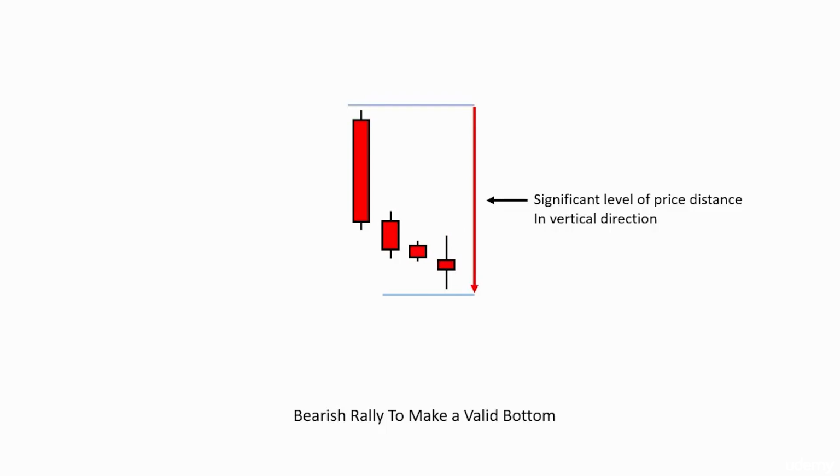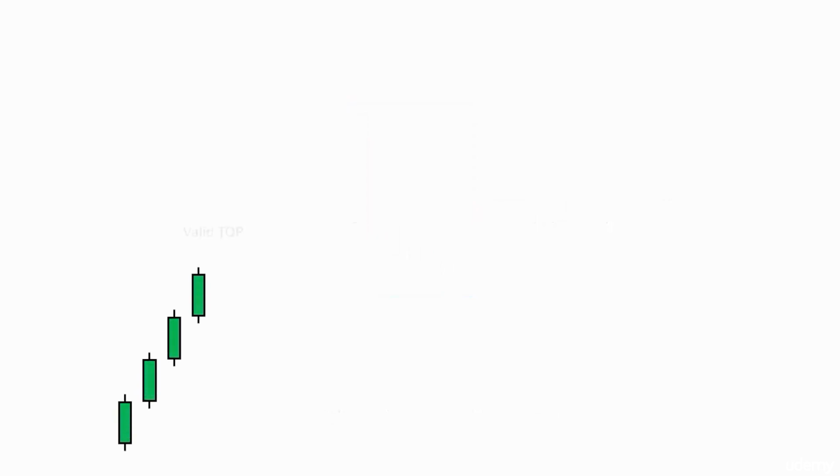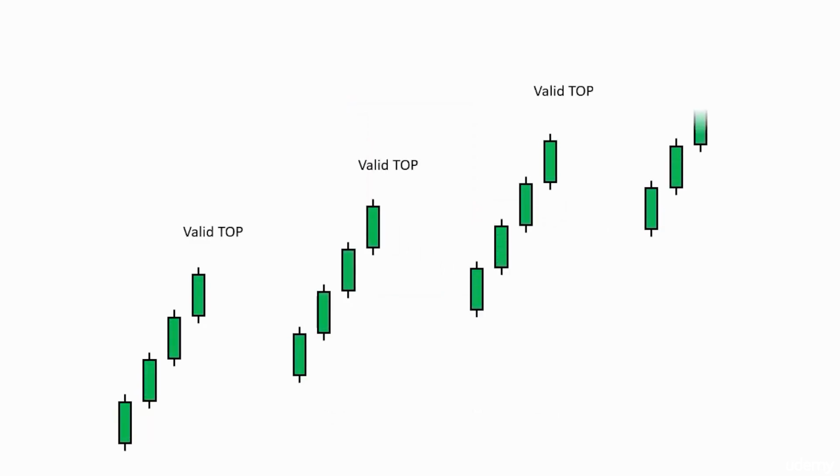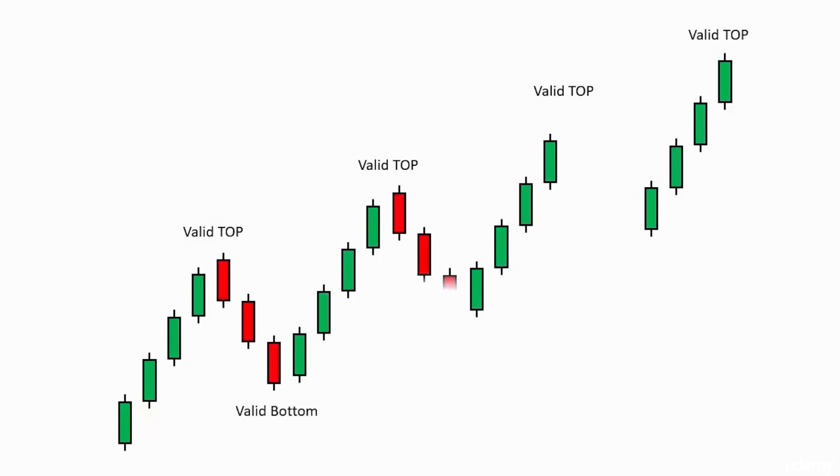That means if price goes up by making at least 3 healthy bullish candlesticks in every upward rally, then these rallies will make a valid top. Likewise, if price goes down by making at least 3 healthy bearish candlesticks from a valid top, then they will make a valid bottom level. Which means if an uptrend continues its journey by making continuous valid tops and bottoms, then this is an ideal and standard trend formation in a price action chart.